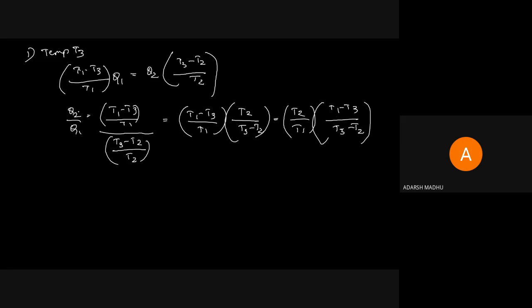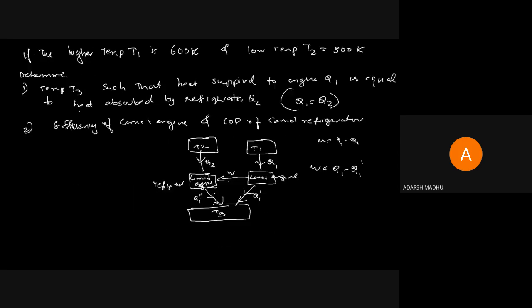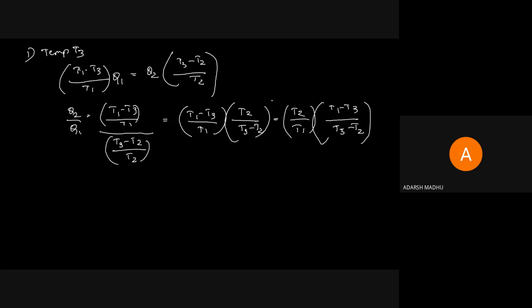So what is Q2 by Q1? It is given in your question. Like the first question, temperature T3 is such that heat supplied to the engine Q1 is equal to heat absorbed by the reservoir Q2. That is Q1 equal to Q2. It is given in your problem. So Q1 equal to Q2 means Q2 by Q1 equal to 1. So Q2 by Q1 equal to 1. Please write down Q2 by Q1 equal to 1.